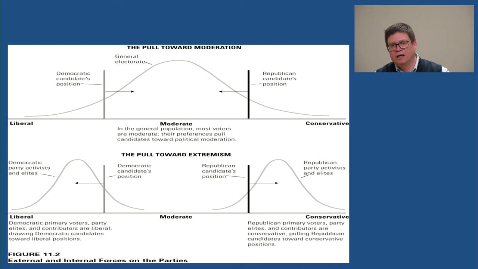And then during the general election campaign, I have to moderate towards the center. If you see on the top here, you see what happens. The bell curve shifts, and now I'm trying to attract all those people that are moderates. But the problem is I've said all these things during the primary elections that make me seem more conservative than I might be if I'm a Republican, or more liberal than I might be if I'm a Democrat. So the primary process pulls people to extremes. Sometimes they can get back to the middle. Sometimes it's very difficult for them to do so.